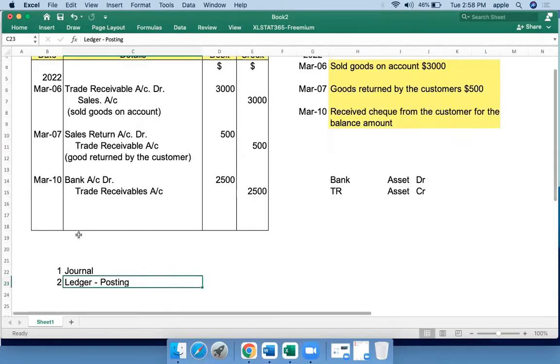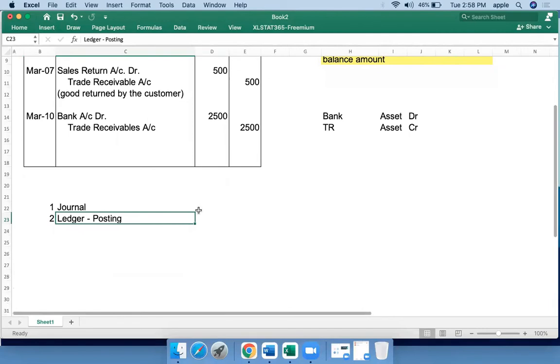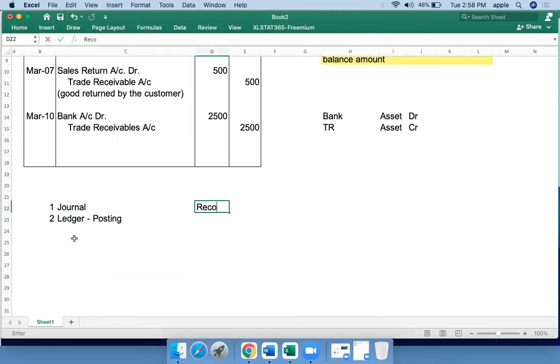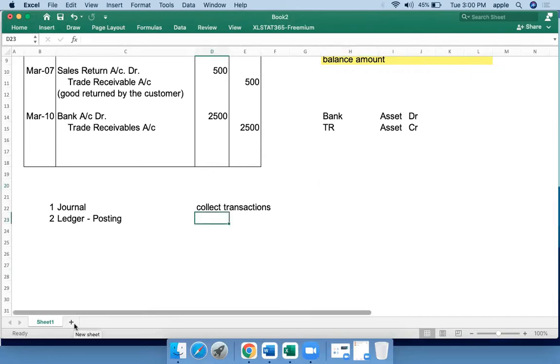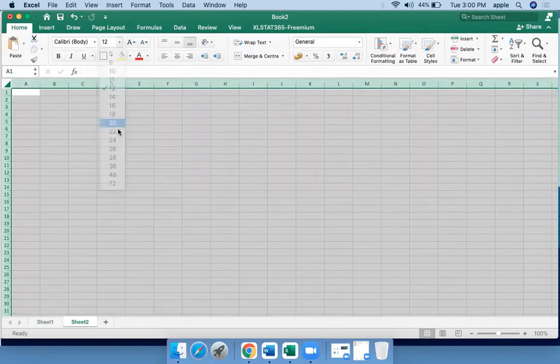Now, what do we do in ledger posting? In the journal, we record and write down transactions; it is a collection. In journal entry, we collect transactions. In ledger posting, we segregate similar transactions of the same nature and put them in one designated place. So a ledger is like separate notebooks, and we need to understand the format.